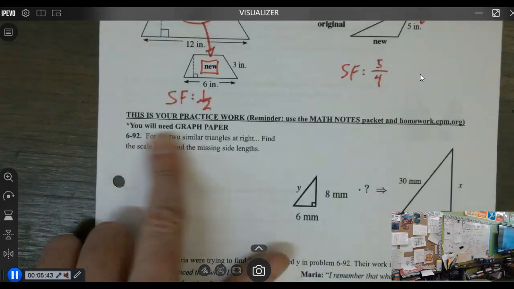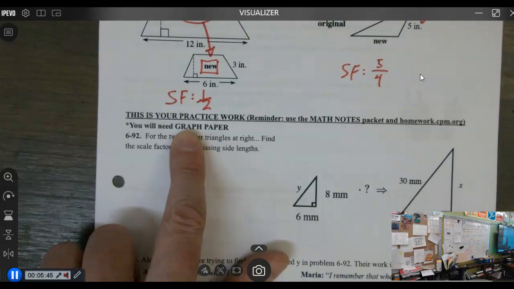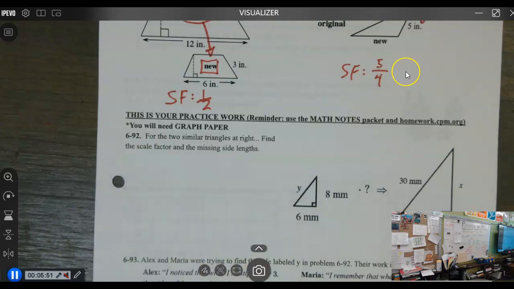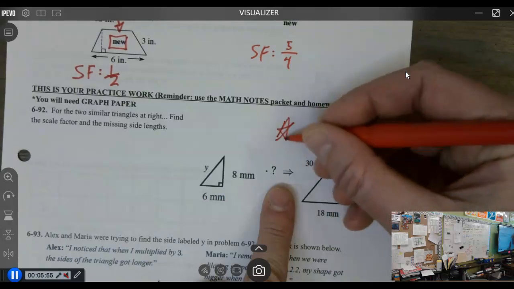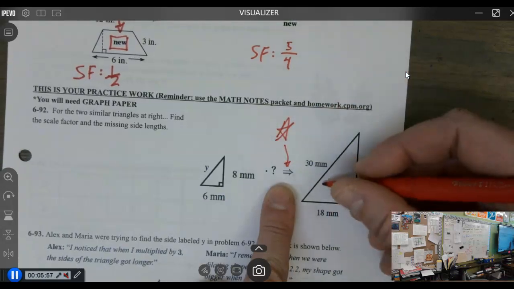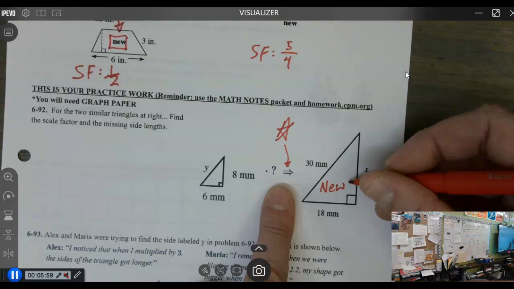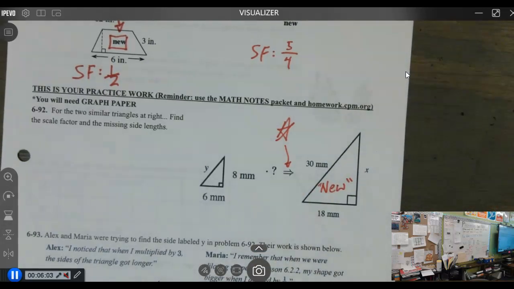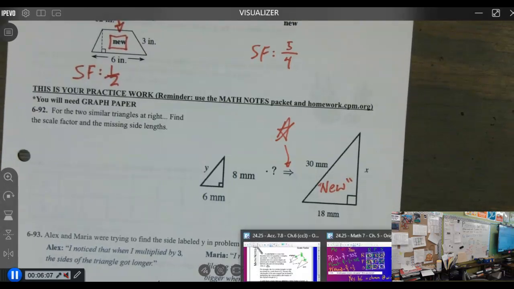By the way, you are going to need graph paper for this homework, but not for question 92. Go ahead and do question 92 while it's fresh in your brain. By the way, this arrow, this is kind of why I figured we'd stop here. This is telling us that this is our new, right? Because with the arrow, we go to the new. That is telling us that that is our new.